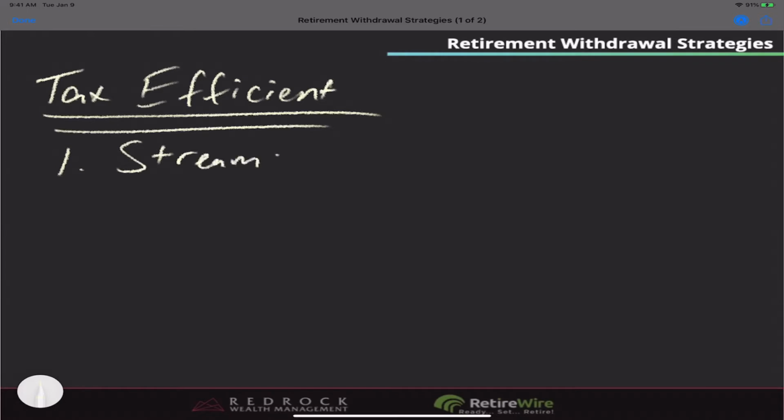So obviously, there's nothing you can do. If you've got Social Security, for example, or a pension, that is just going to come out of your portfolio, or out of your retirement plan, and there's nothing you can do about that.